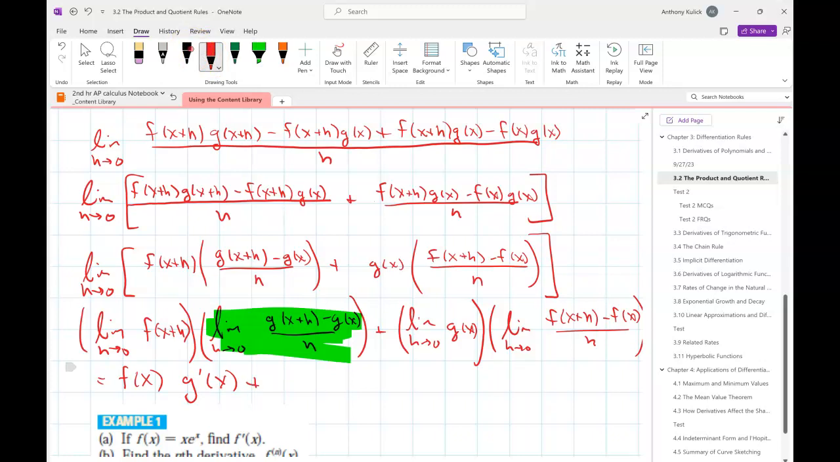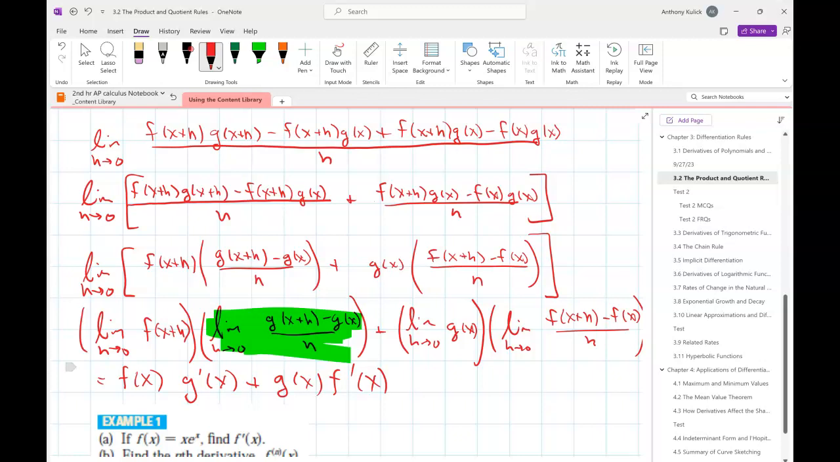Okay. What's the limit as h approaches 0 of g of x? G of x. And then f prime. And what do we have? The product rule. That's crazy. So like, oh my god, I still don't get it.